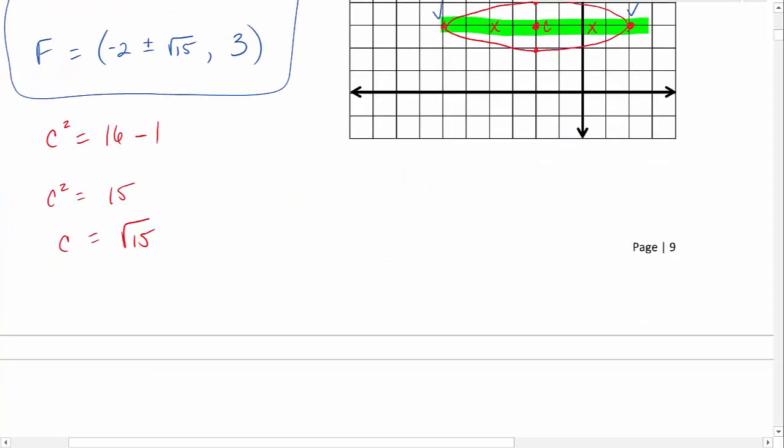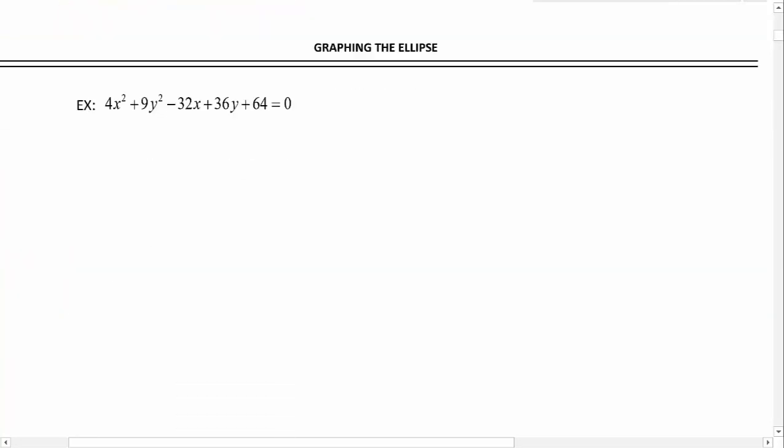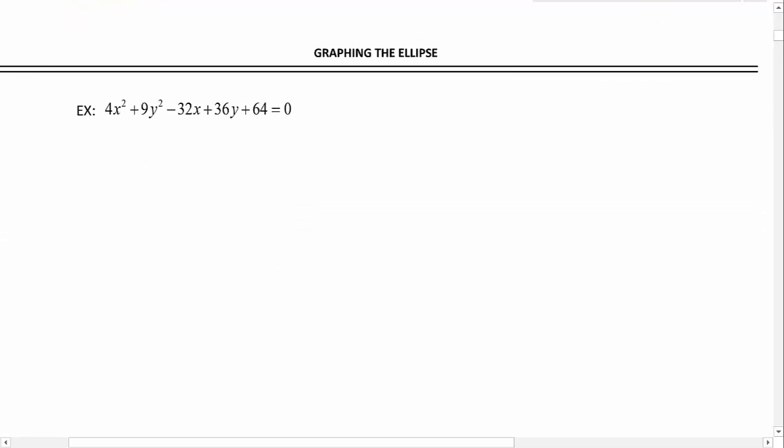All right, let's try one more that is in general form instead of standard form. So you'll recall going through this with circles. Standard form has the parentheses. General form is all multiplied out. General form is not very useful for us with our conic sections because it doesn't tell us anything. It doesn't tell us where the center's at. It doesn't tell us how big our ellipse is. So we always want to transform something from general form into standard form. The way that we're going to do that is by completing the square.